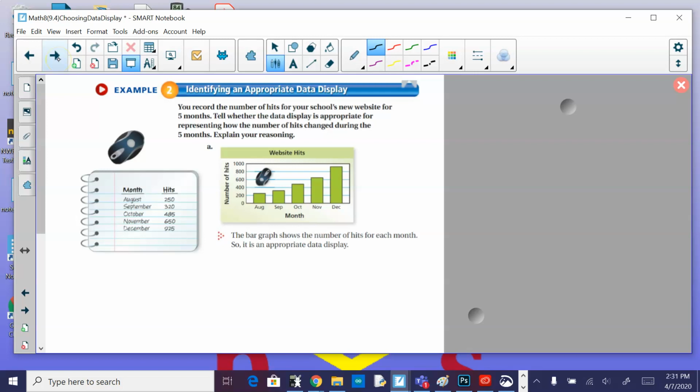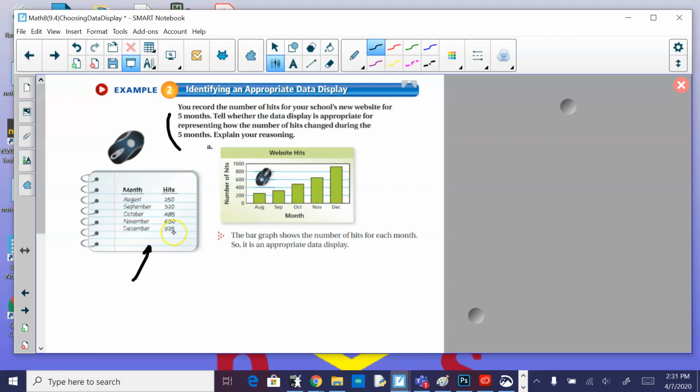Okay, again, identifying if a graph is appropriate display for data. Here we are recording the number of hits for our school's new website for 5 months. Tell whether the data display is appropriate for representing how the number of hits changed during the 5 months. Okay, now that's key. How did this change over time?